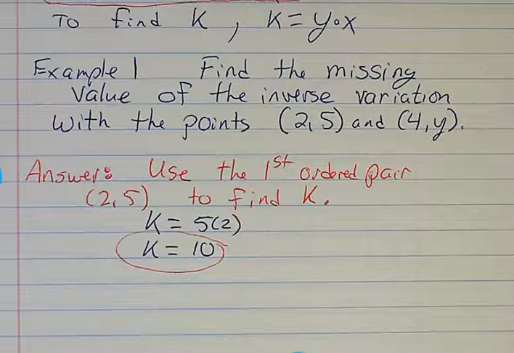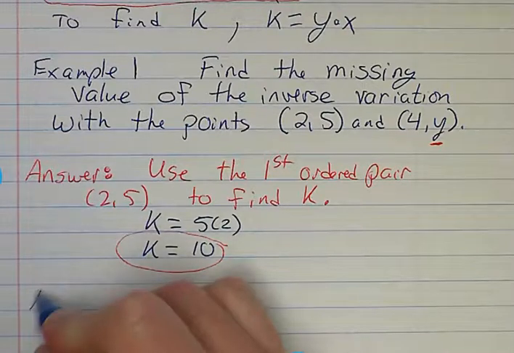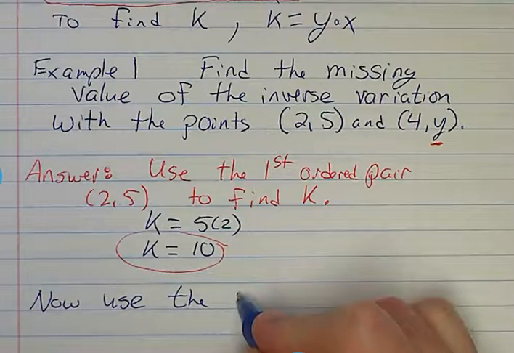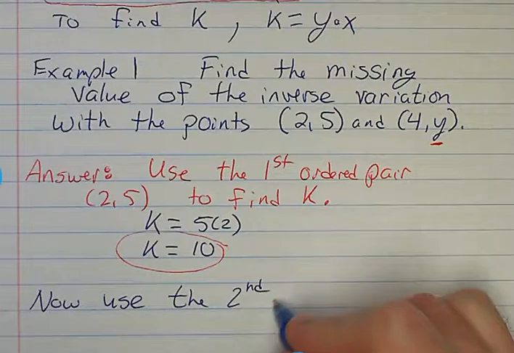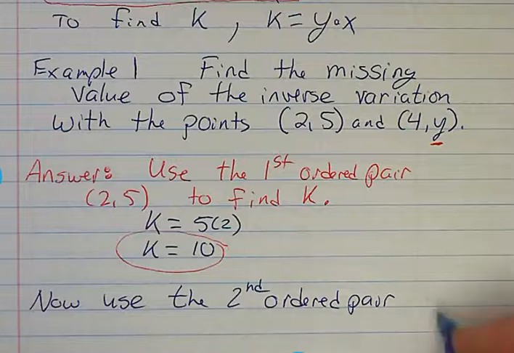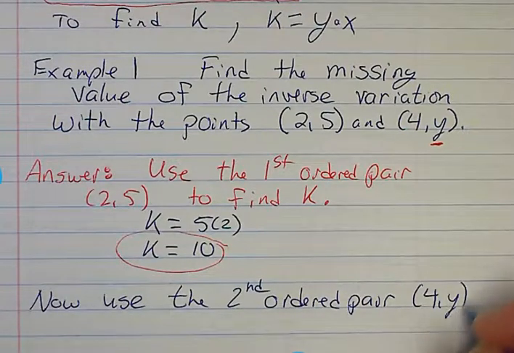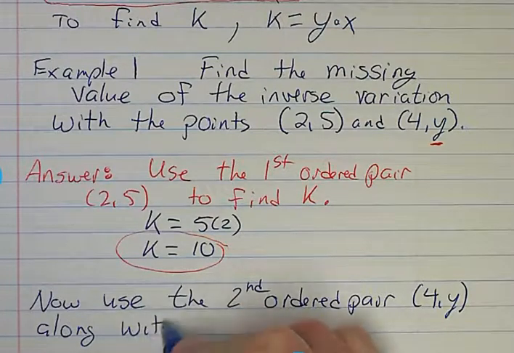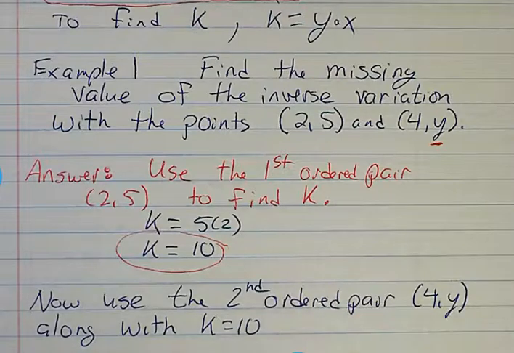Okay, now the question didn't say to find the k value. The question said to find the missing value, so we're going to go back and figure out what this y value is, because that's the part we've got missing. So the second thing you're going to do is use the second ordered pair, which was 4, y, along with this k value we've got right here, k equals 10, to find the missing value.